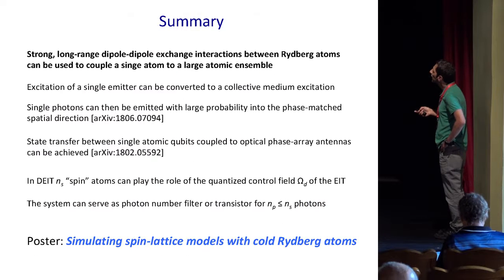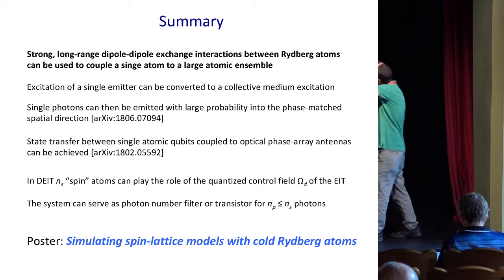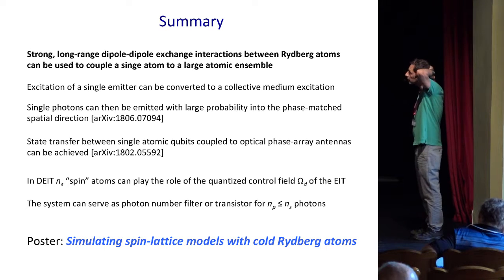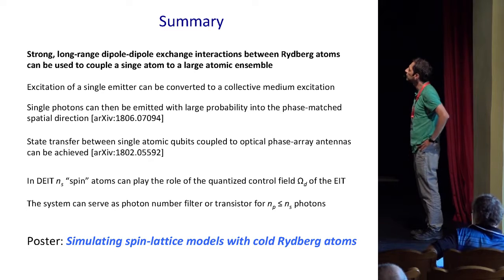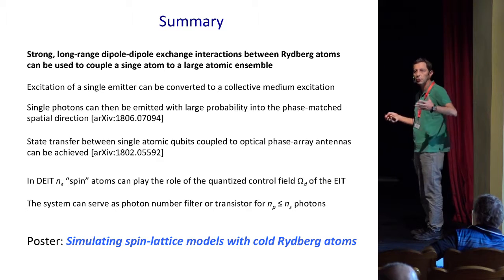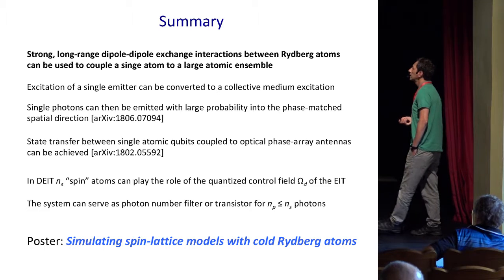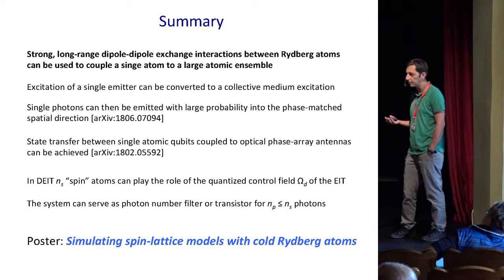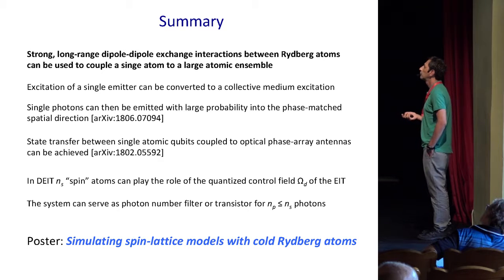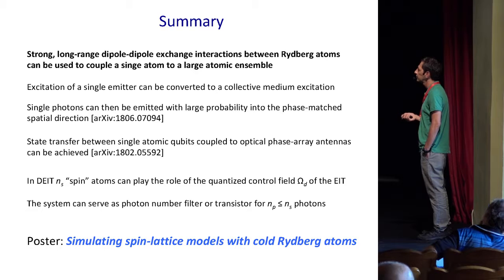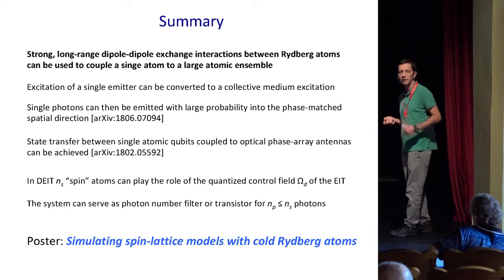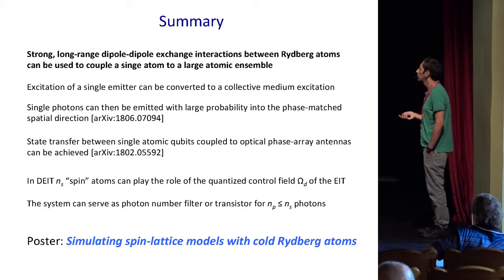I think I'll summarize. What I tried to show you is that strong long-range dipole-dipole exchange interaction between the Rydberg atoms can be used for something useful. For example, to couple a single or few atoms to a large atomic ensemble. And by doing that, I can foresee an efficient probabilistic source of single photons by transferring the excitation of a single emitter to a large collective atomic excitation, which can then be emitted into the phase-matched direction with high probability.